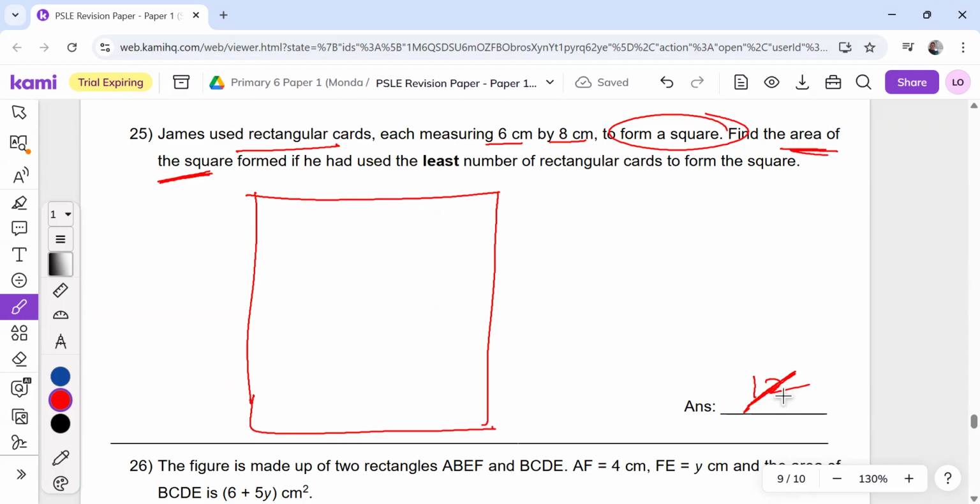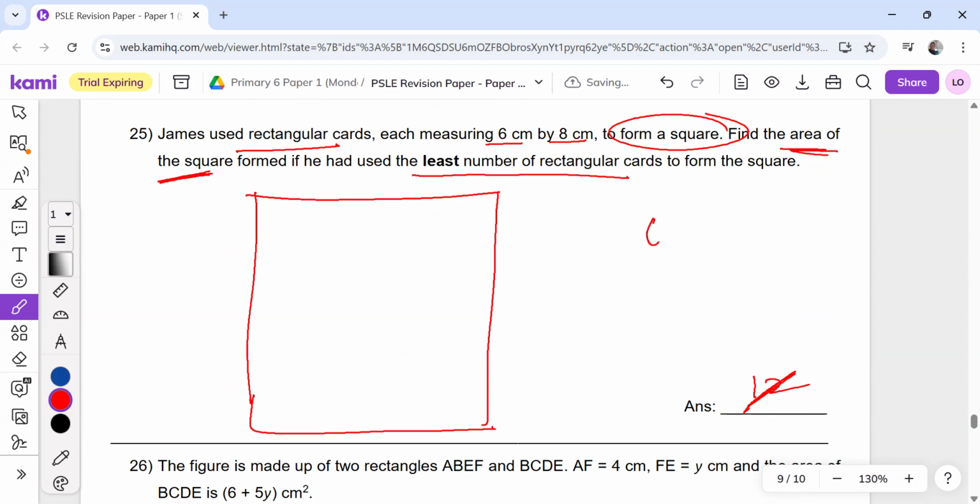Not how many cards. You put 12, that is how many cards you need to use. Okay, but we want area. So the answer is not 12. You will see the answer later. Okay, so how to get how many cards to form the square? And you need the least number of rectangular cards.